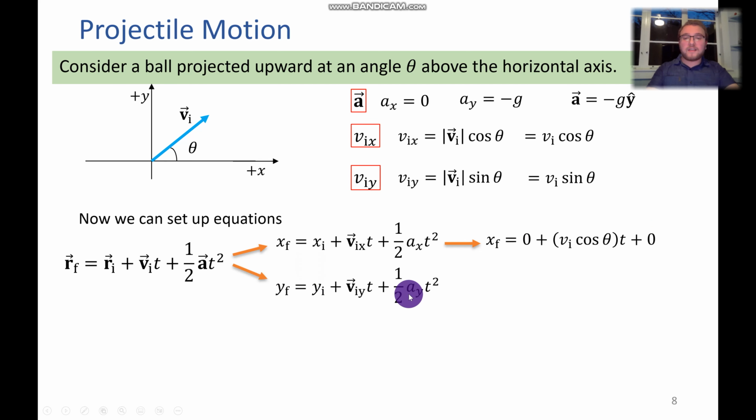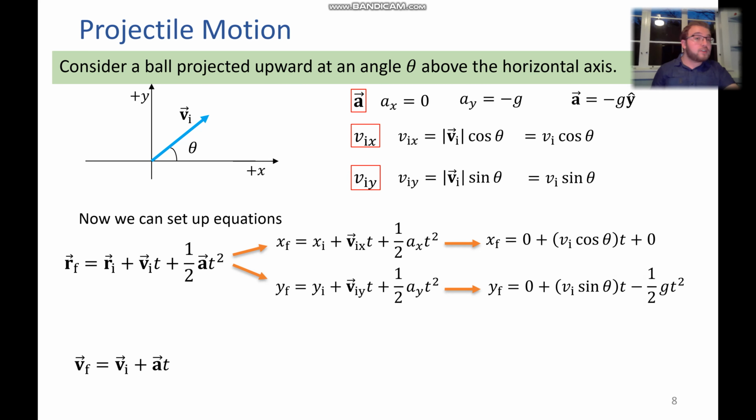And we get the same thing in the y. We're still starting at the origin, so this initial y is 0, but we have an acceleration in the y, so this term survives. And we get a negative 1/2 g t squared added to vi sine theta t. That's one equation. If we need another equation, it's right there.